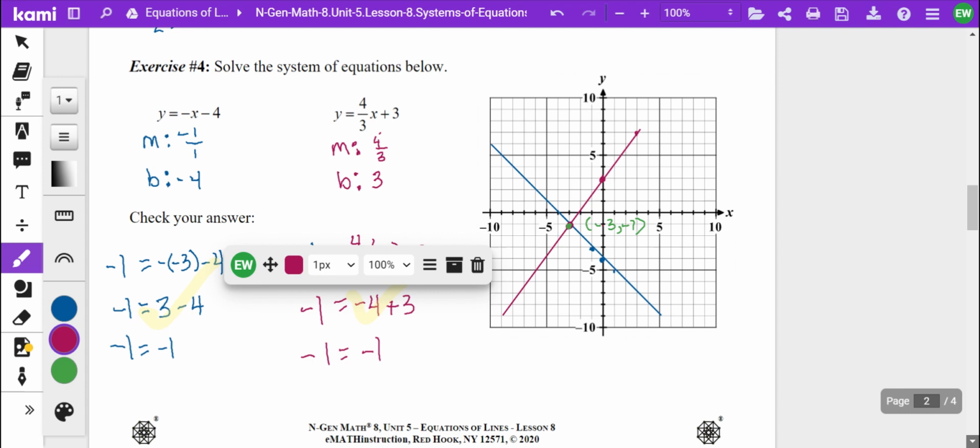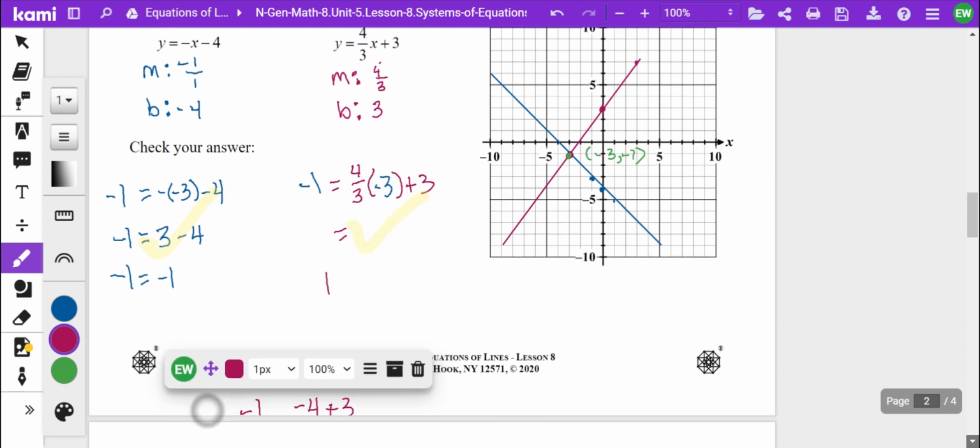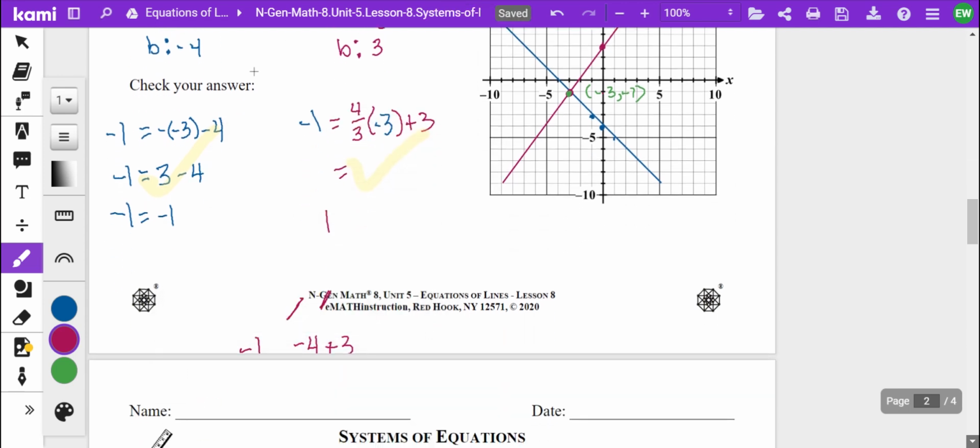All right, go ahead and check your answers. Let me move that guy. Shouldn't be in the way. You move. Good, what did I just do? Okay.